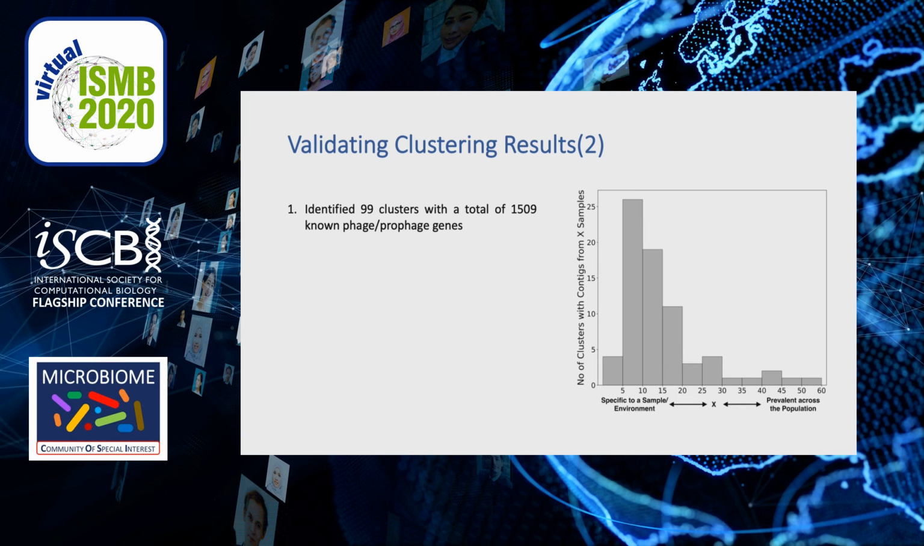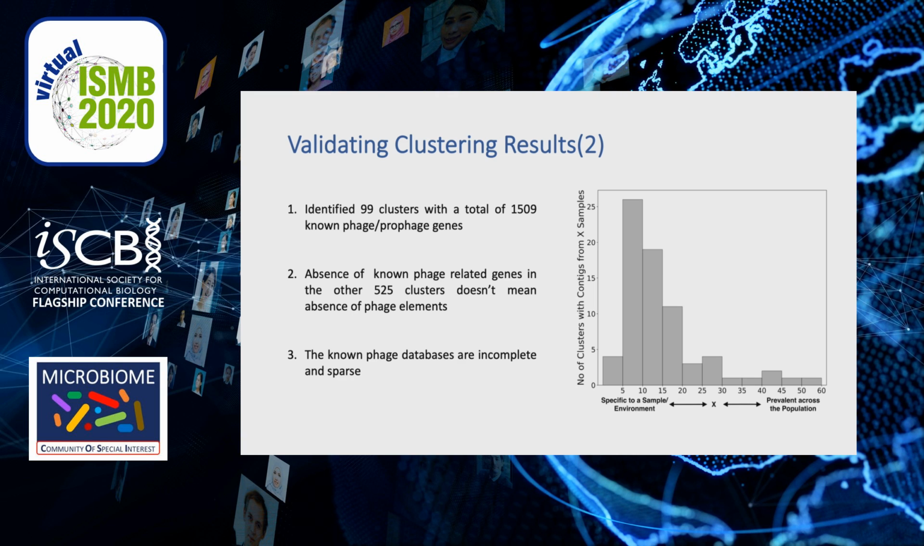The figure on the right parameterizes the number of clusters for a given number of samples. The clusters belonging to the left of the histogram essentially signifies that it contains sequences from fewer samples. Hence, these could represent phage sequences that are specific to an environment. As we move along the x-axis, the cluster contains sequences from multiple samples. These could be phage insertions that are more prevalent across the environment. However, the absence of known phage-related proteins in the other 525 clusters doesn't rule out the presence of novel phages in them. This could simply be an artifact of the sparsity in the database.